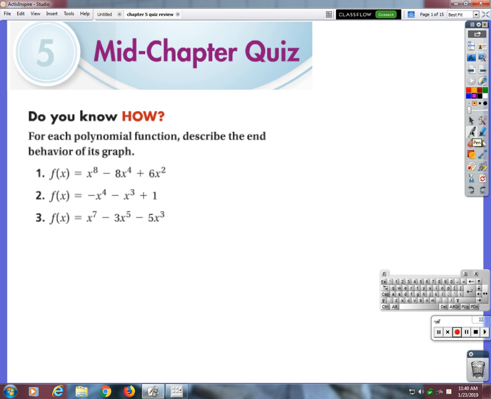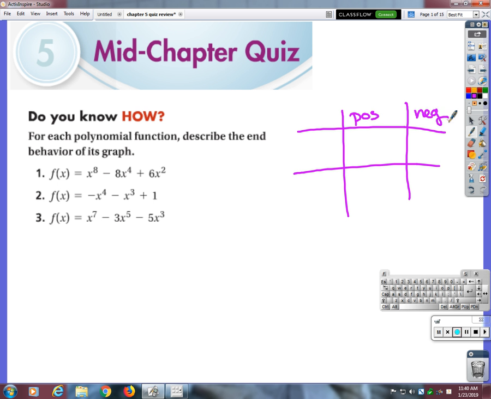For the first three problems, you need to refer to this chart that you should all have in your notes. And if you don't have it in your notes, you should put it in your notes. To figure out the end behavior of a polynomial, you need to know whether the polynomial is positive or negative, and whether the degree is odd or even. So these right here relate to the degree. This right here is the sign.